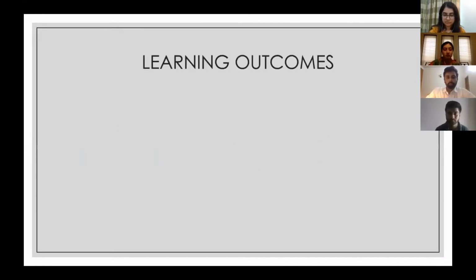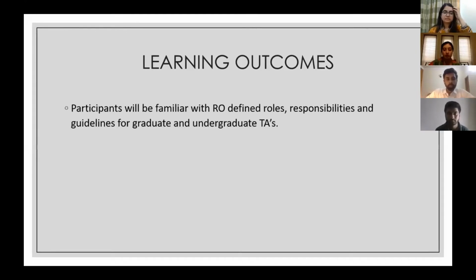So, learning outcomes. What are the learning outcomes for this session? This session is meant to be a pretty relaxed sort of session, so you sit back, relax. There's really only 2. My first and foremost responsibility, self-imposed, is to make sure that you're familiar with the RO policies around what TAs can do, what they can't do, what the roles and responsibilities are, and what the guidelines are. This includes both graduate and undergraduate TAs, although you'll notice that there's not much of a difference between the responsibilities and roles of the two.